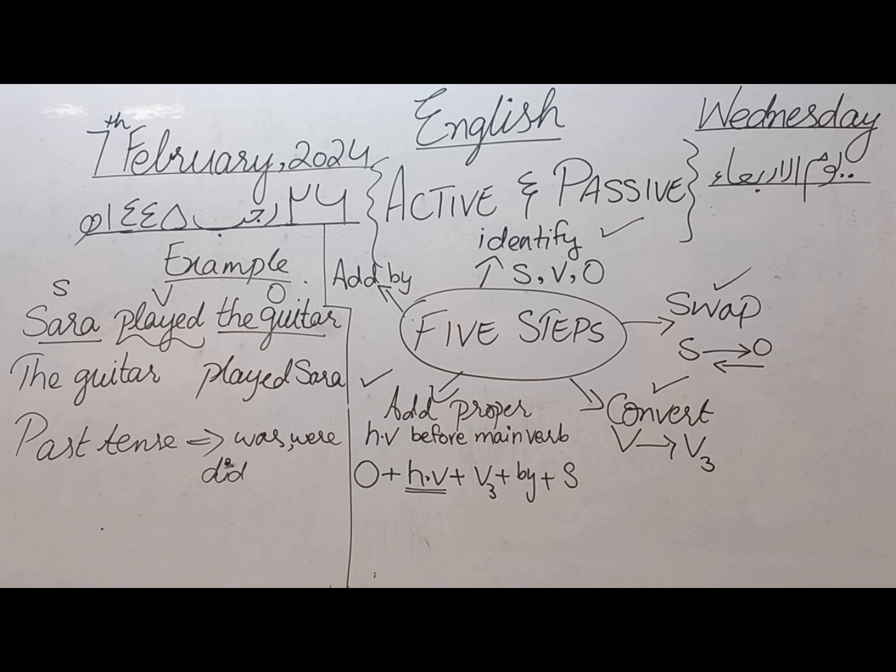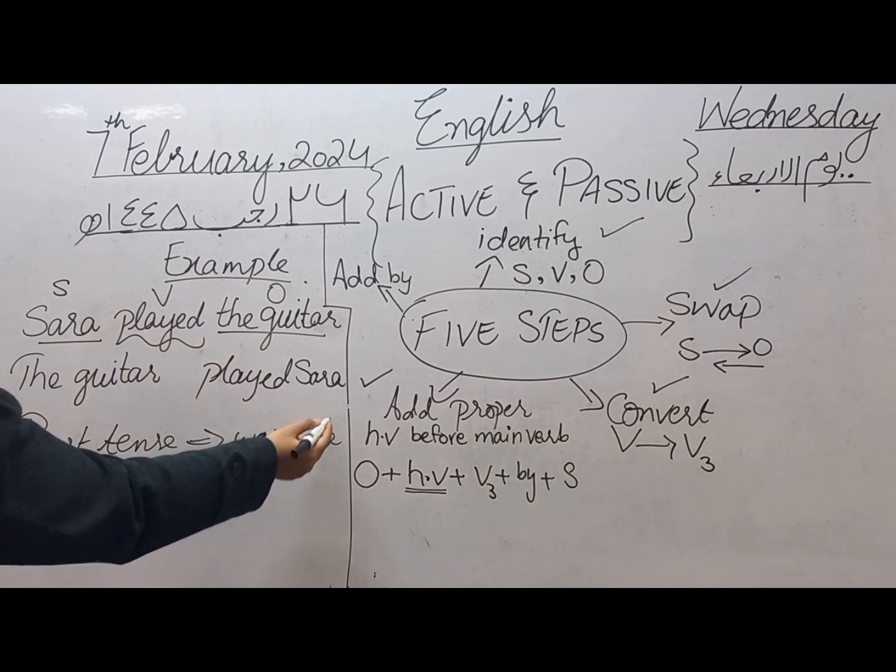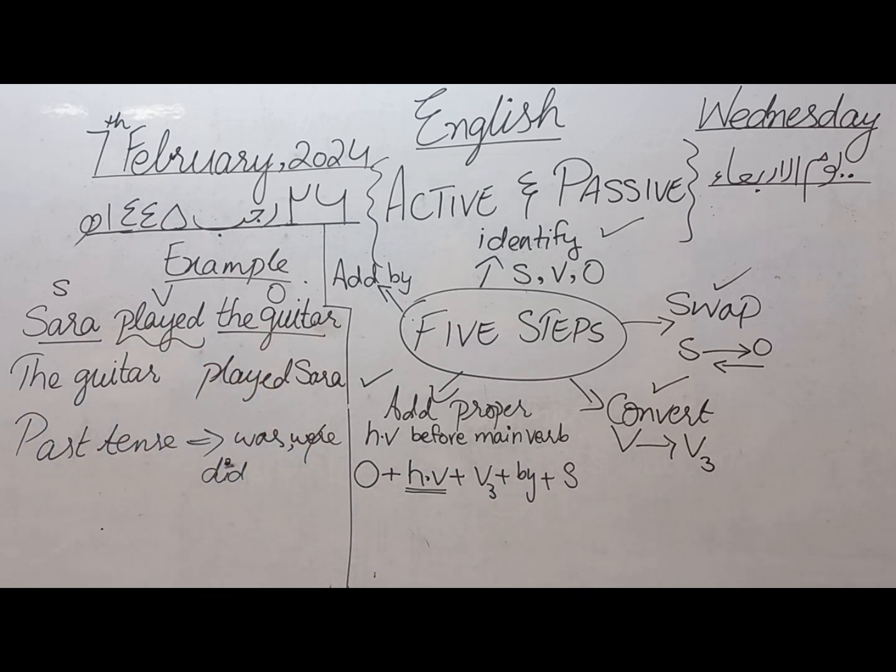Why? Excellent. Yes, because the guitar, your object, is singular here. That's why you will use a singular helping verb, not the plural one. So "were" is of no use. We will not use it.